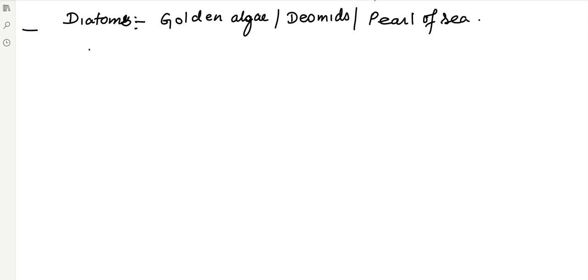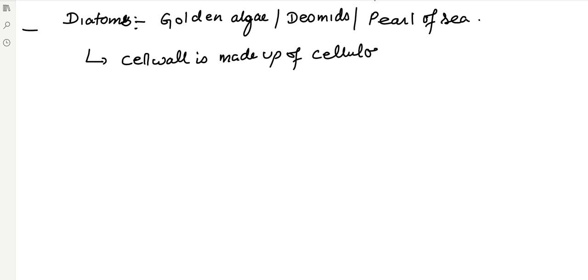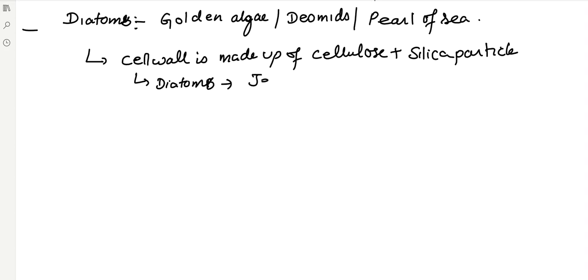Now, if we are talking about diatoms, the cell wall is made up of cellulose plus silica particle. Okay, they are made up of cellulose and silica particle. So that's why diatoms is also called jewel of plant kingdom.